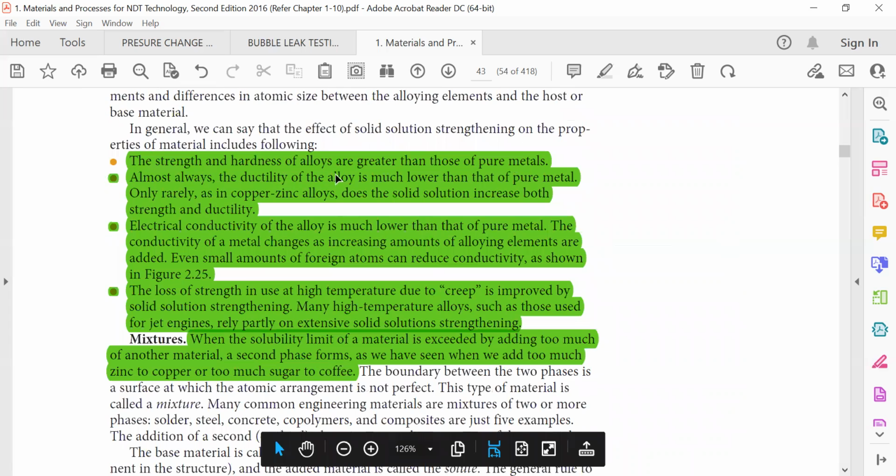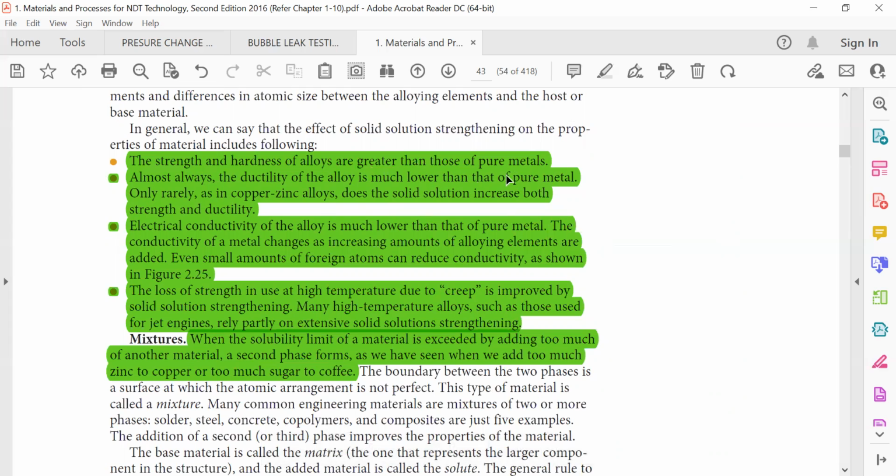The strength and hardness of alloys are greater than those of pure metal. Almost always, the ductility of an alloy is much lower than that of pure metal. Only rarely, as in copper-zinc alloys, does the solid solution increase both strength and ductility. So in the case of these two only. Electrical conductivity of an alloy is lower. The loss of strength at high temperature due to creep is improved. So high temperature tensile strength or creep strength will improve.